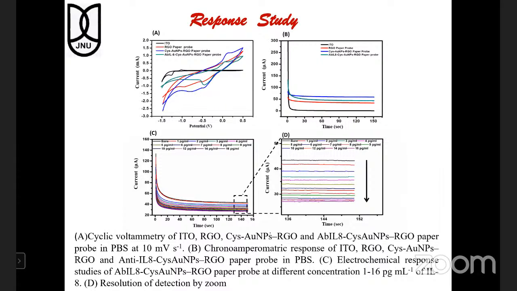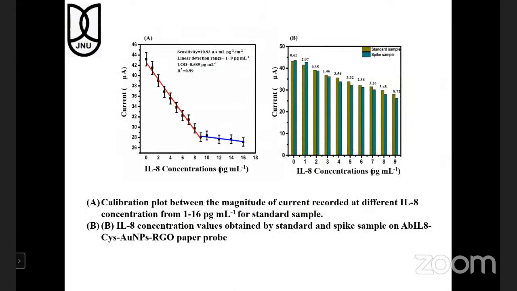Now the detection range is 1 to 9 picogram per ml. That is not sufficient according to the physiological range, but it is showing a response with the spiked sample. We took saliva and added IL-8 molecules into the saliva samples, and it is showing the response.